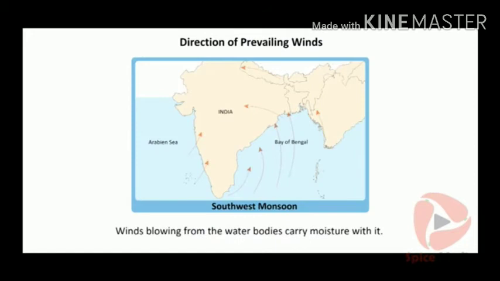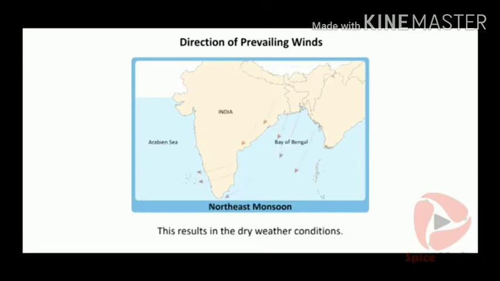Now, direction of prevailing winds. Winds blowing from the water bodies carry moisture in them. Moisture-laden winds bring rainfall. The winds blowing from land carry little moisture. This results in dry weather conditions. Winds influence the climate and weather too.